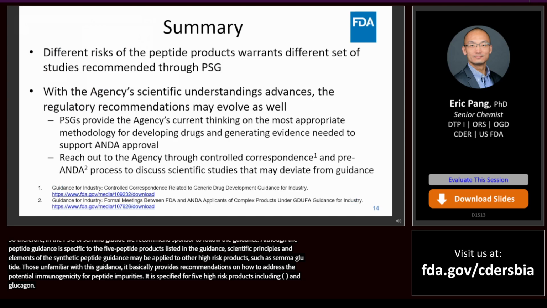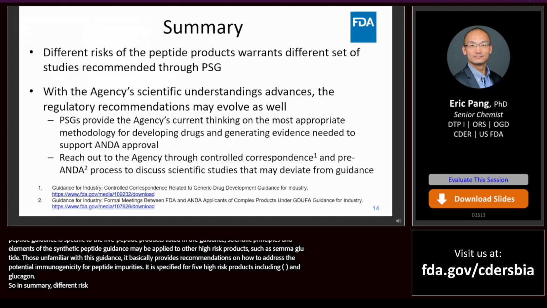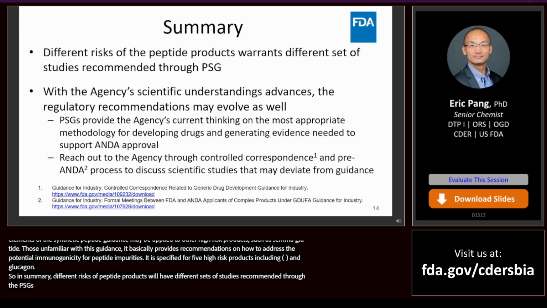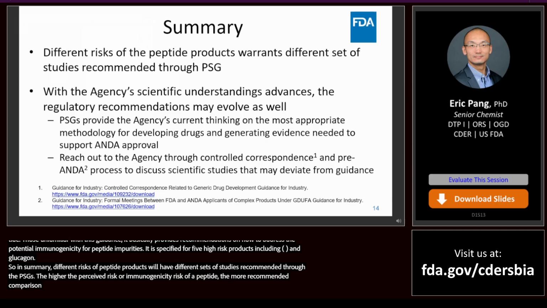So in summary, different risks of peptide products will have different sets of studies recommended through the PSGs. The higher the perceived risk or immunogenicity risk of a peptide, the more recommended comparative and immunogenicity studies will be outlined in the PSG for that peptide.